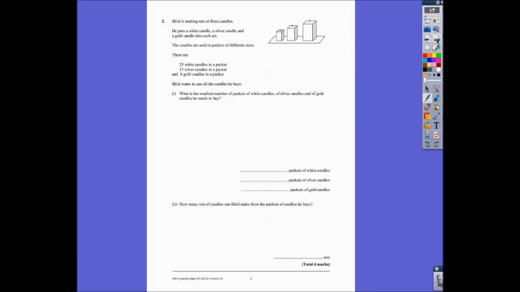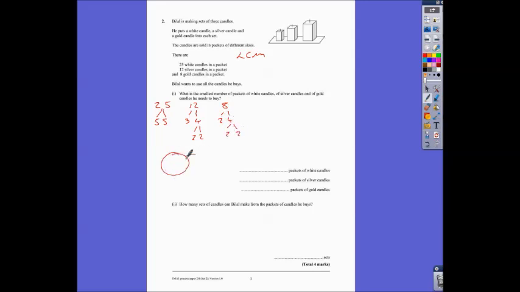Well, basically we need the lowest common multiple of 25, 12 and 8. Now we could write out the 25 times tables, 12 times tables, 8 times tables until we find a common multiple, but it's quite a large one in this case. So I'm going to use prime factor decomposition. So 25 is 5 times 5, 12 is 3 times 4, and 4 is 2 times 2, and 8 is 2 times 4, and that is 2 times 2.